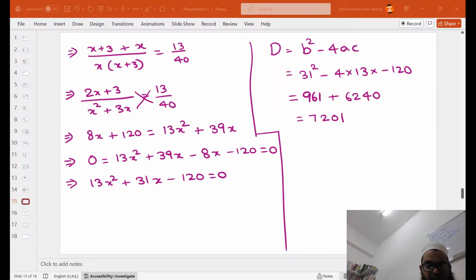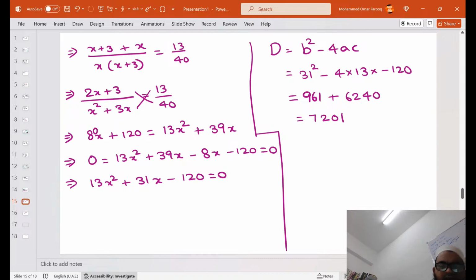Students, we have done one mistake over here. See, where is that? 40 into 2 is 80x. When I take 80x over here, it is 80 minus 39, which is 41. So it is 41 square.